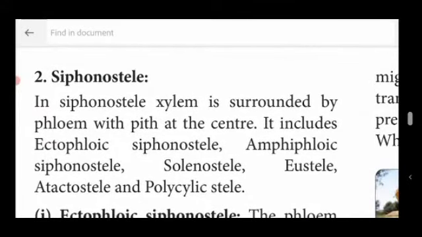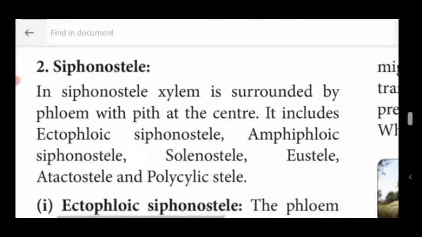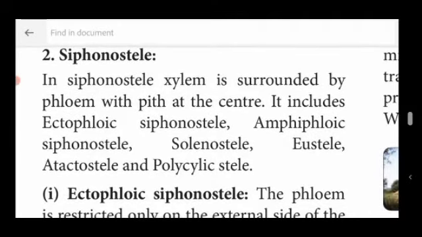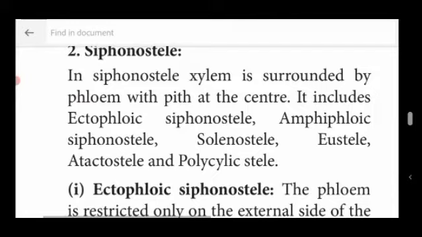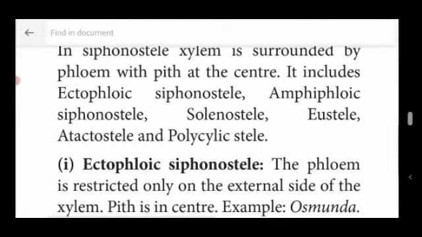In stephanostele, xylem is surrounded by the phloem with the pith at the center. So it has a pith. It includes ectophloic stephanostele, amphiphloic stephanostele, solenostele, dictyostele, eustele, atactostele, and polycyclic stele.